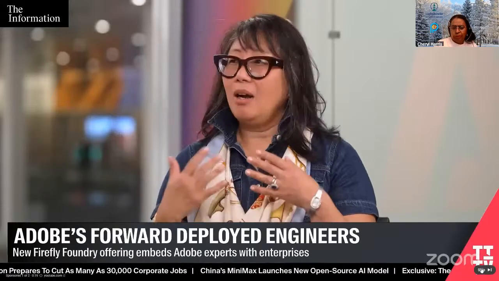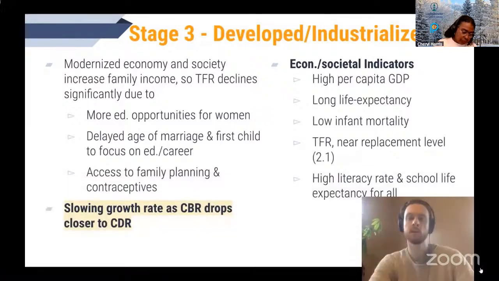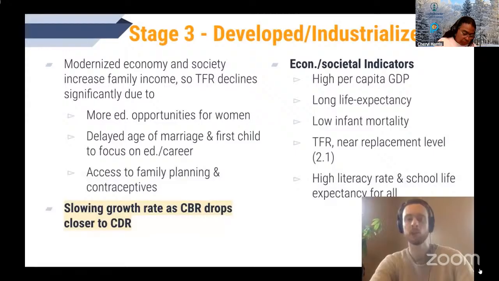Next, we have stage 3 countries, which we would consider developed nations. In these countries, modernization has increased family income substantially, decreasing the need for children to provide labor and income. TFR also declines due to increased educational opportunities for women, delayed age of marriage and first child for both men and women, as they spend more time pursuing education and careers, and access to family planning and contraceptives become far more widely available. In stage 3, growth slows down as the CBR drops closer to the CDR.